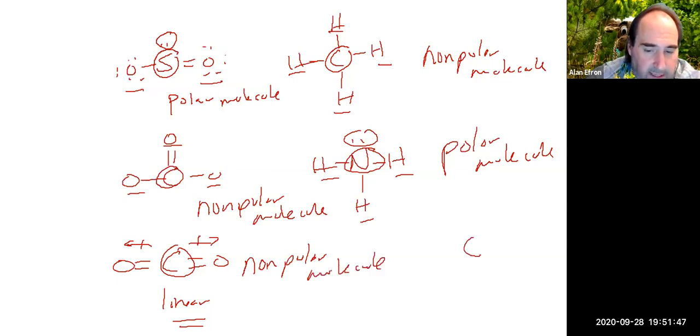I go something like this. I see no dots on the central atom. I see everything on the outside is not the same. This is going to be a polar molecule.